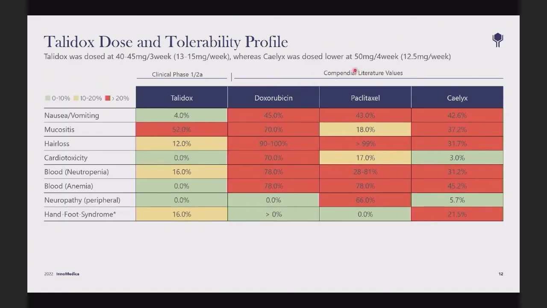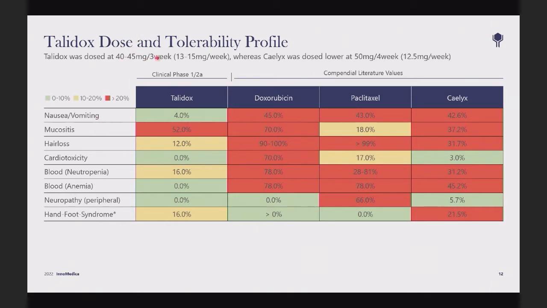So these are compendial literature values. You see here doxorubicin, paclitaxel, I think the most used chemo these days in metastatic breast cancer and also other cancers, and Calyx. So I think Talidox did quite a good job regarding the reduction of nausea and vomiting. It still has an issue of mucositis, so skin toxicity mostly, that can be quite well managed.